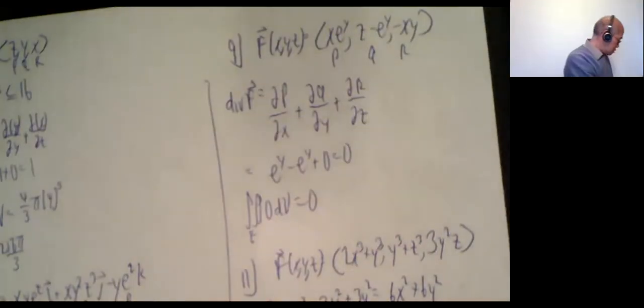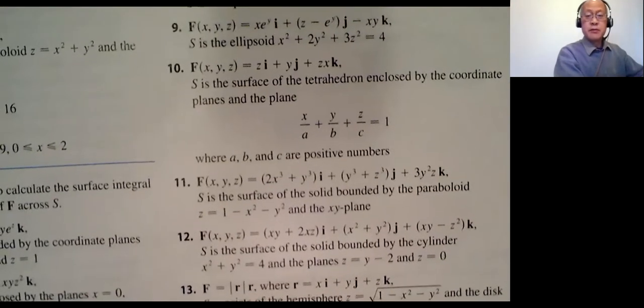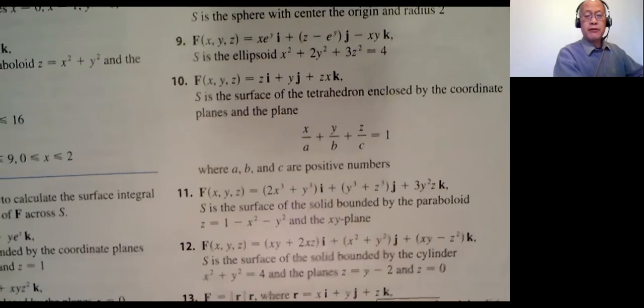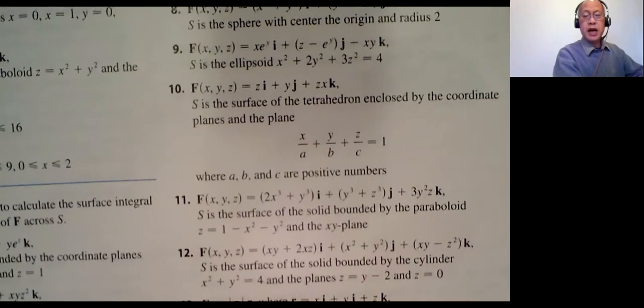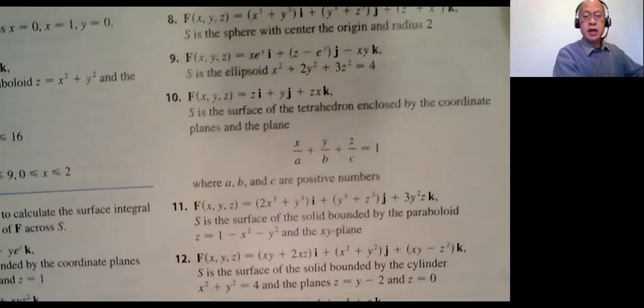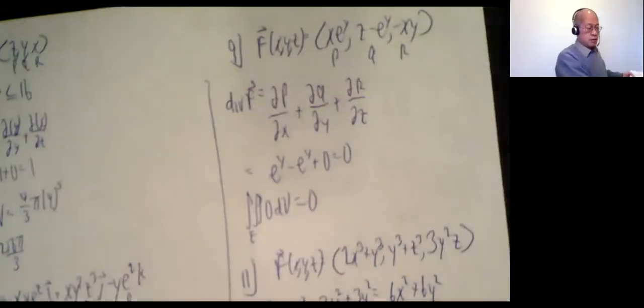Okay. I'm done after 11, folks. So F of x, y, z is given with i, j, and k components. I'll write them with angle braces. And they give you some surface there. So we have to figure that out.